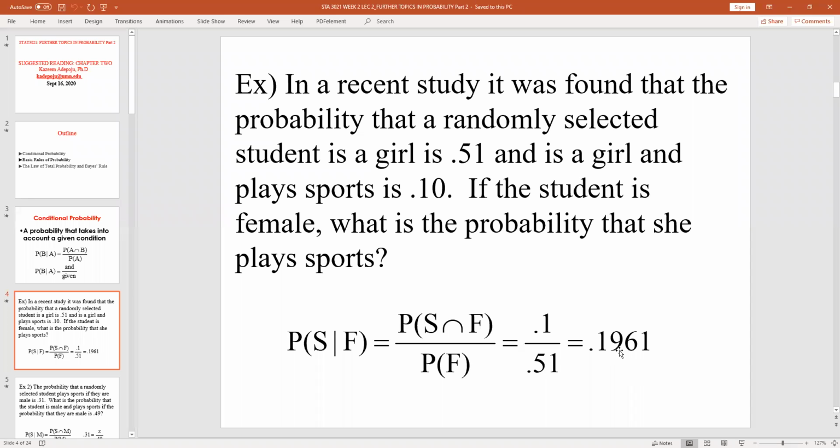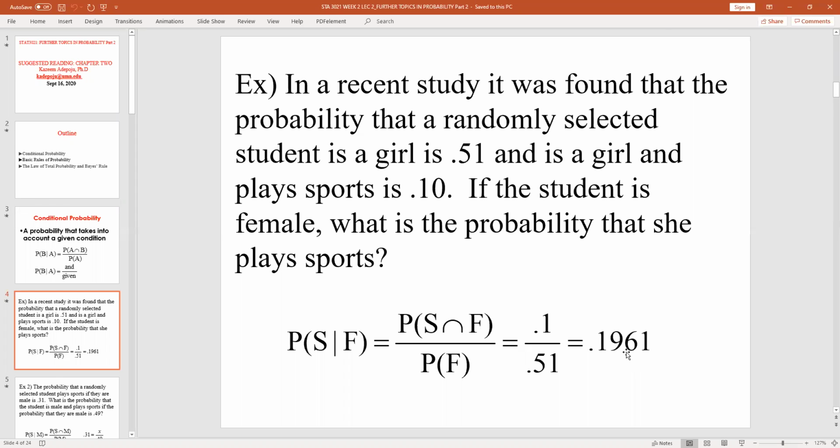Therefore, the probability that she's a female and playing sport, the probability that she's playing sport given that it's a female, is 0.1961. And the 0.1961 right here is very, very small. But that doesn't mean we don't have females that play sports. Of course, we have females that play sports. Now that is that.